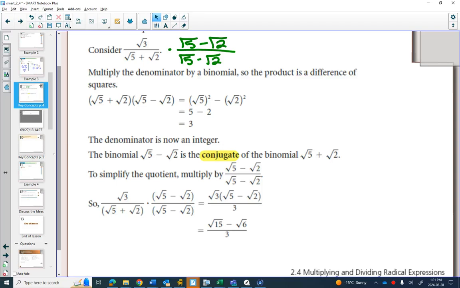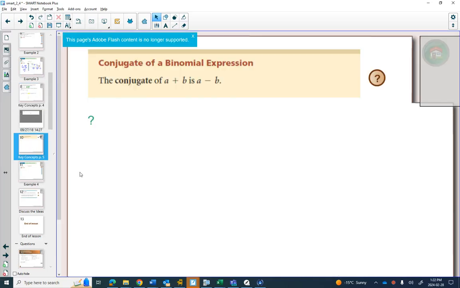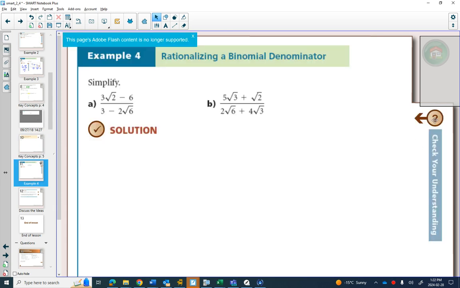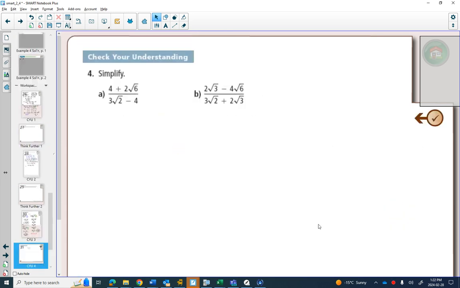So if we have a single square root on the bottom, it's easy to multiply by that same square root to rationalize the denominator. But if you have more than one square root on the bottom, or if you have a binomial with a square root on the bottom, you're going to have to multiply by the conjugate. And they have that also in the box at the bottom. The conjugate is the numbers are the same with a negative sign in the middle. So we go to example 4 here.